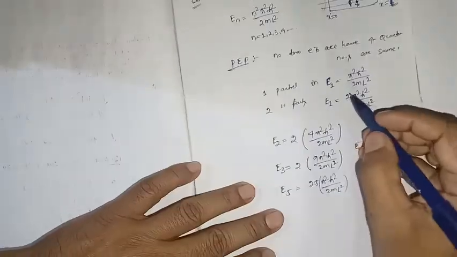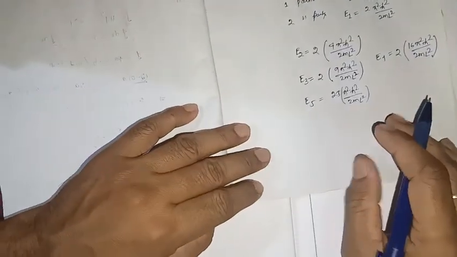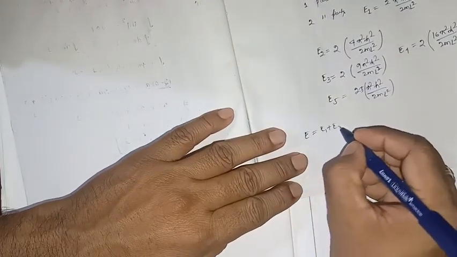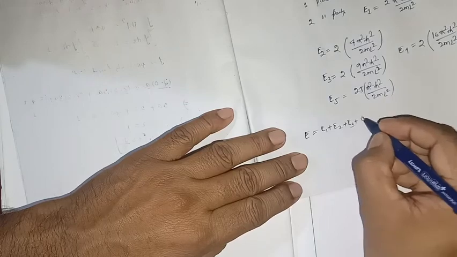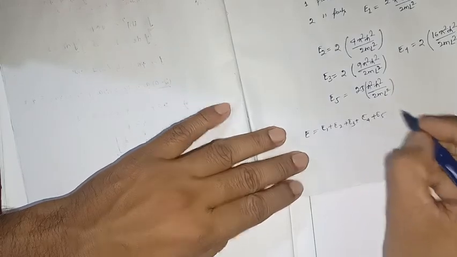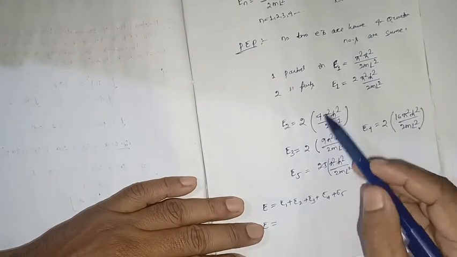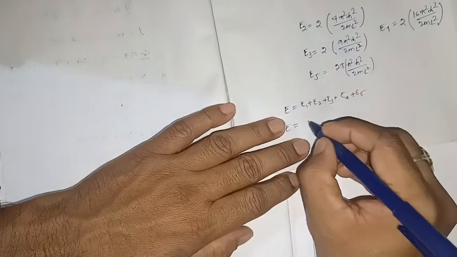Now we have to add these energies to get the total energy. So E will be equal to E1 plus E2 plus E3 plus E4 plus E5. Here you can see that pi square h cross square by 2m l square is the common factor for all, so it is taken outside.